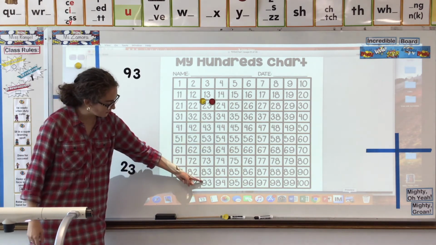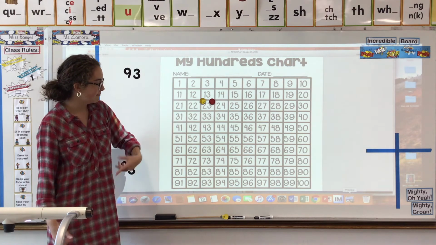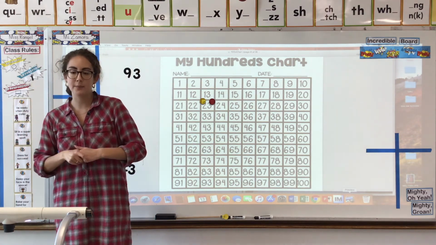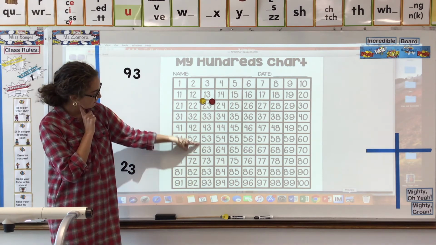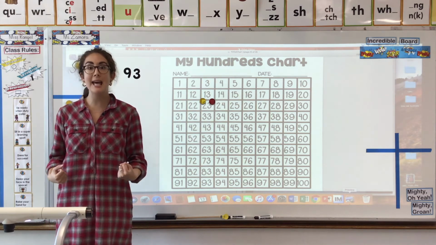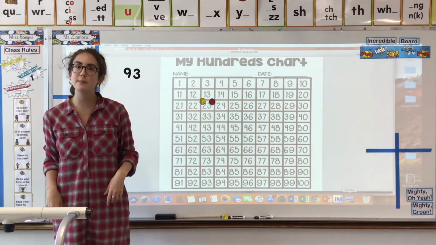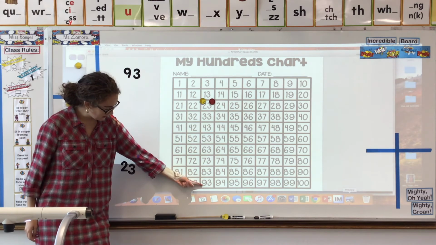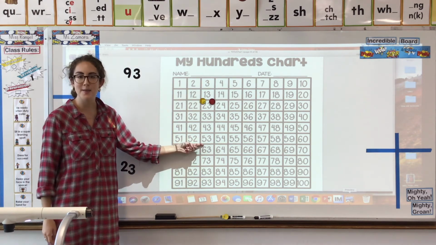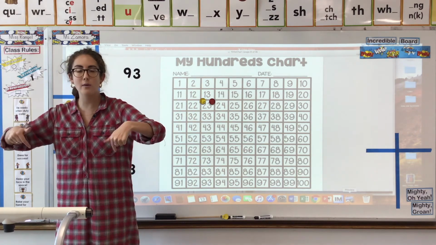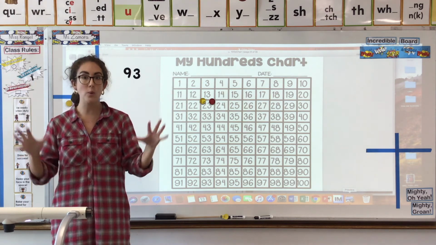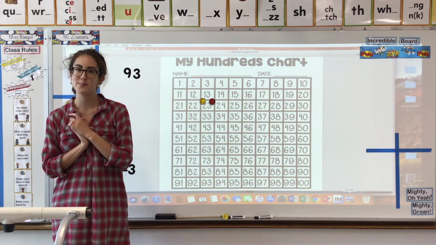What did you notice from 93 to 23? What was happening? Adding or subtracting? We were getting a smaller number. Our tens place was decreasing by 1 ten. 9 tens, 8 tens, 7 tens, 6 tens. We were counting down. We were skip counting backwards, and our tens place had 10 less every time.